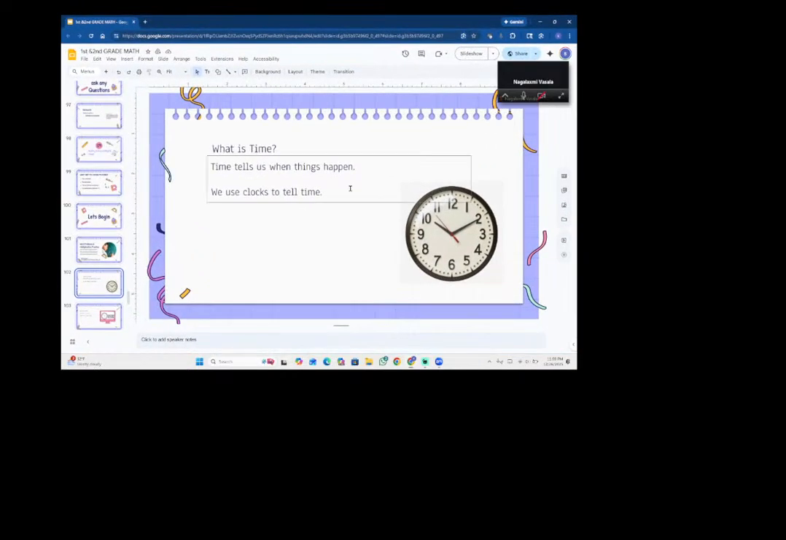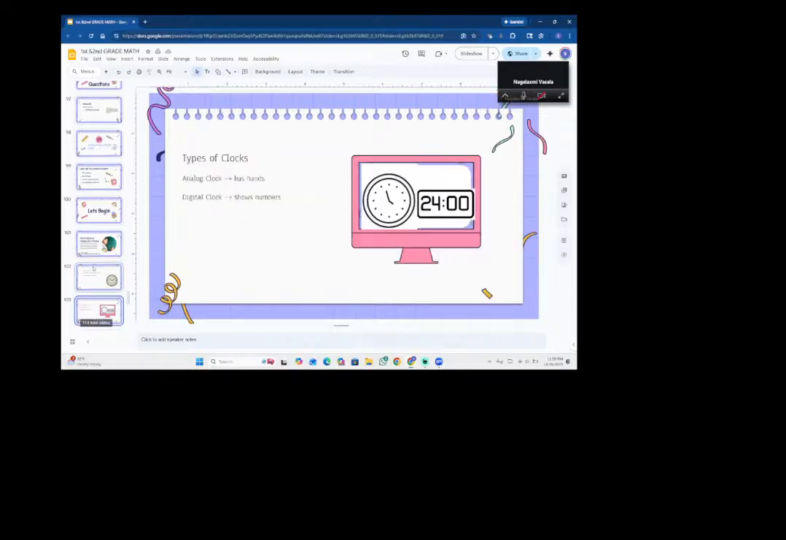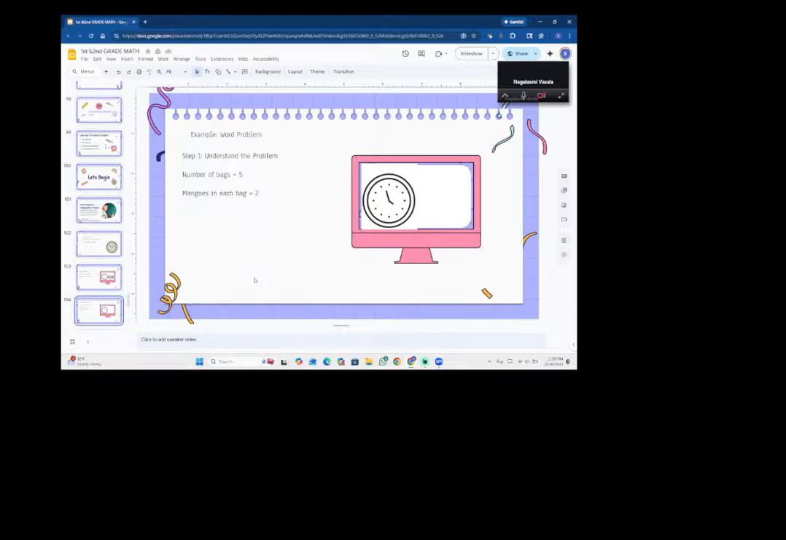So what is time? Time tells us when things happen. We use clocks to tell time. Types of clocks. We have analog clocks like this, and we have digital clocks that are like this. So an example word problem.